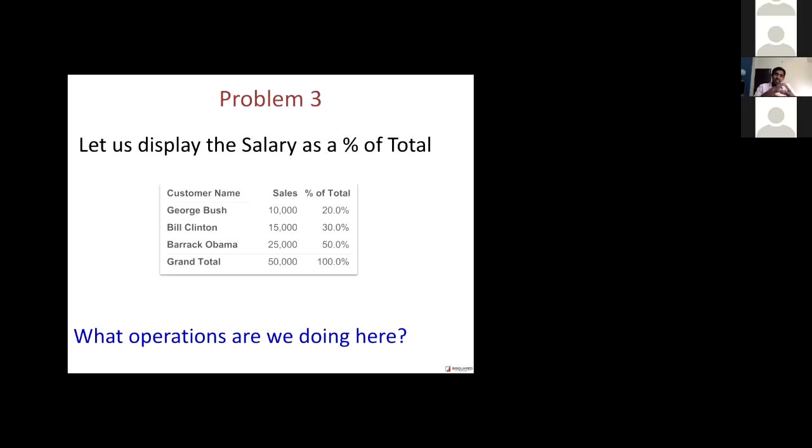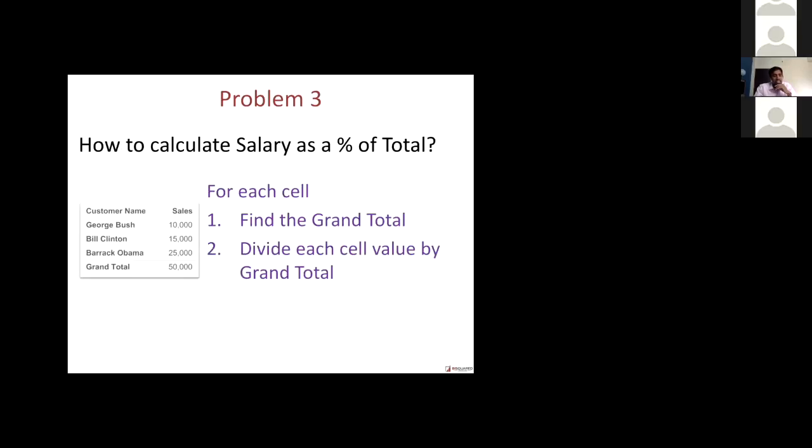So to really understand what's going on and what's difficult here, let's again reflect on what operations we are doing here. Consciously, step 1, step 2, in that fashion, right? So what we are doing is, for each cell, we take this cell. First, we find out the grand total. And then we take this number and divide it by the grand total, really, right? Super simple. What's complex about this?